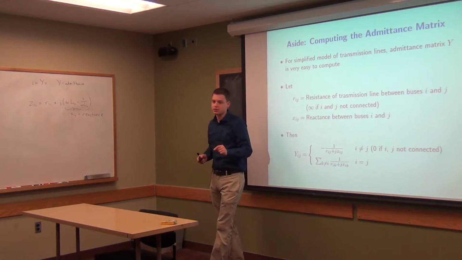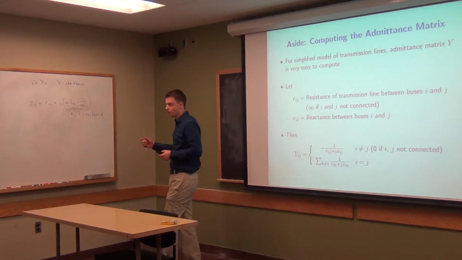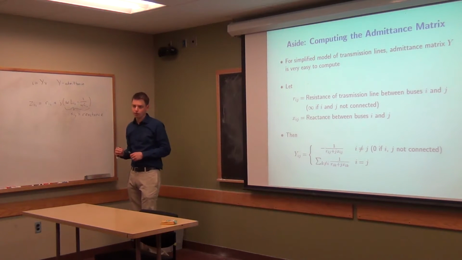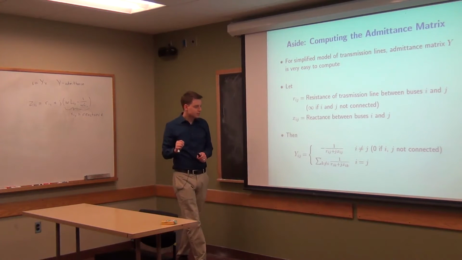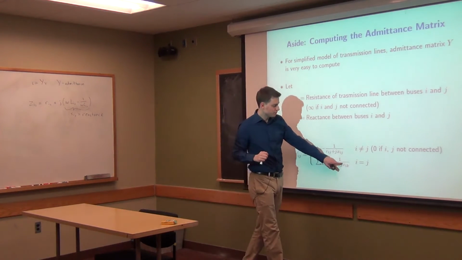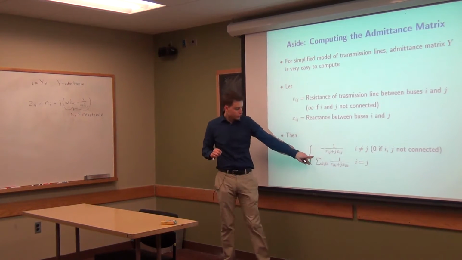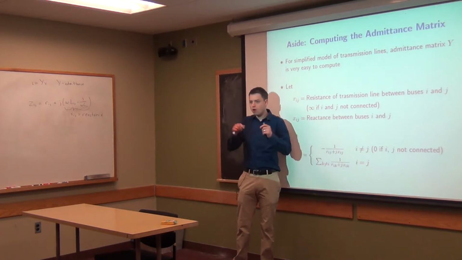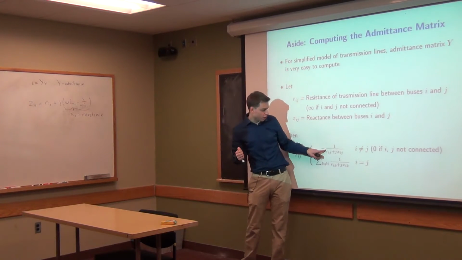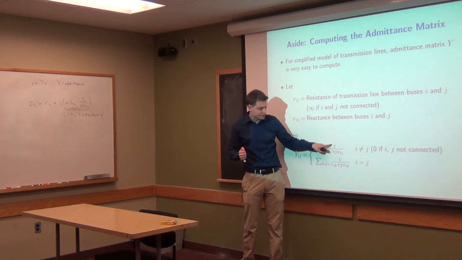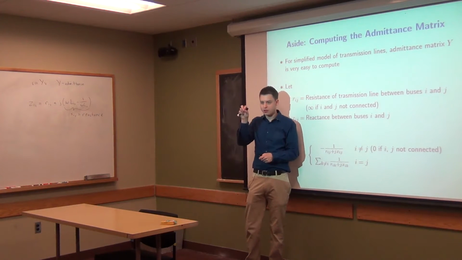So off-diagonal elements of this Y matrix are just equal to the negation of 1 over the impedance. Right? And the diagonal elements are just equal to the sum of all the inverses of the impedances. So you basically take all your off-diagonal elements here, negate them, and sum them all up, and that's the entries on the diagonal.